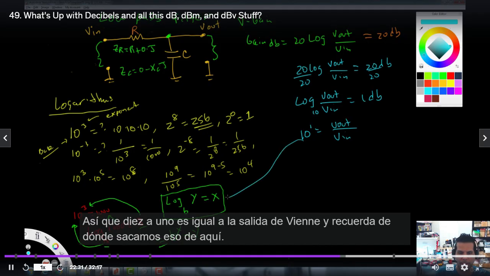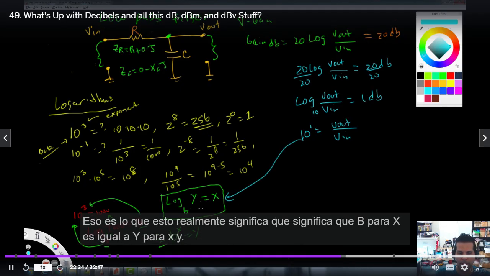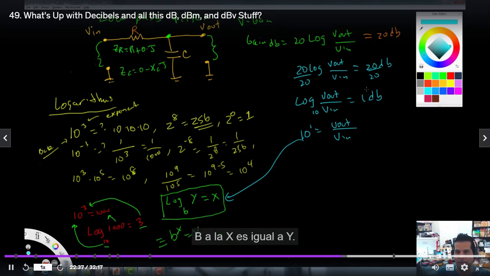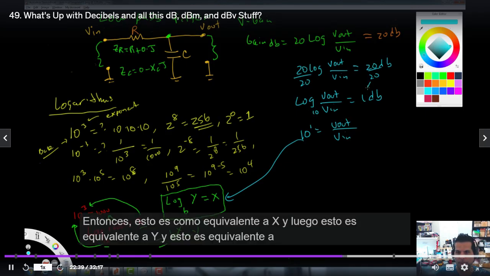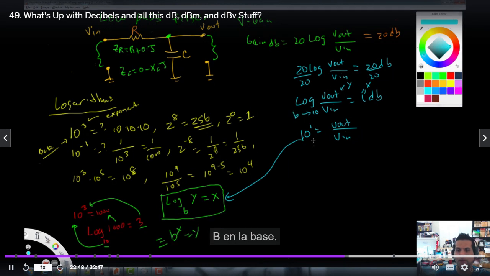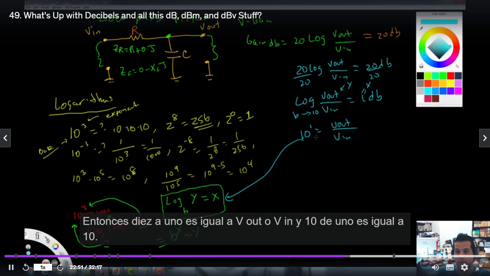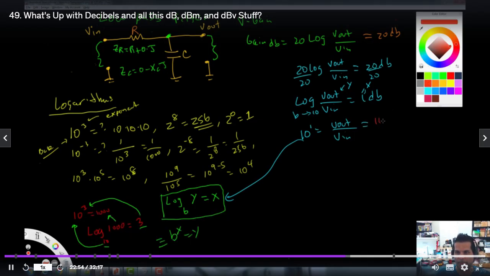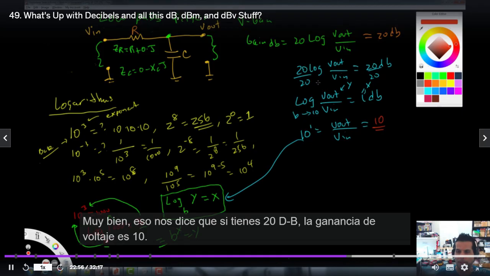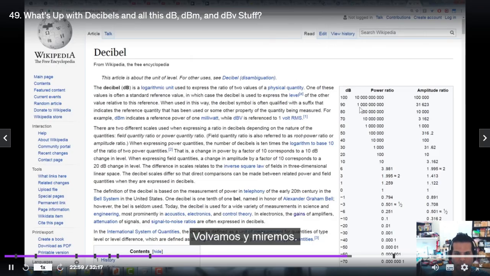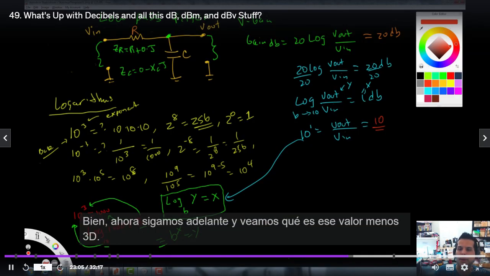And remember, where do we get that? We get that from over here. That's what this really means: b to the x equals y. So x is this value, y is this thing here, and the base b is 10. So 10 to the 1 equals V out over V in, and 10 to the 1 equals 10. So that tells us that if you have 20 dB, the voltage gain is 10. Let's go back and look: 20 dB, the voltage gain is 10. Aha, that's cool.